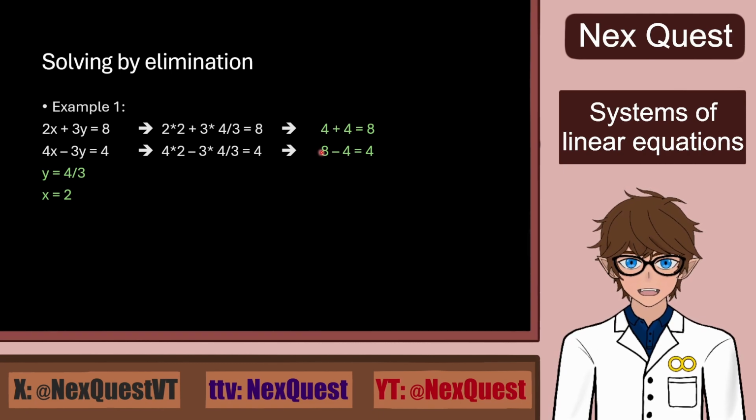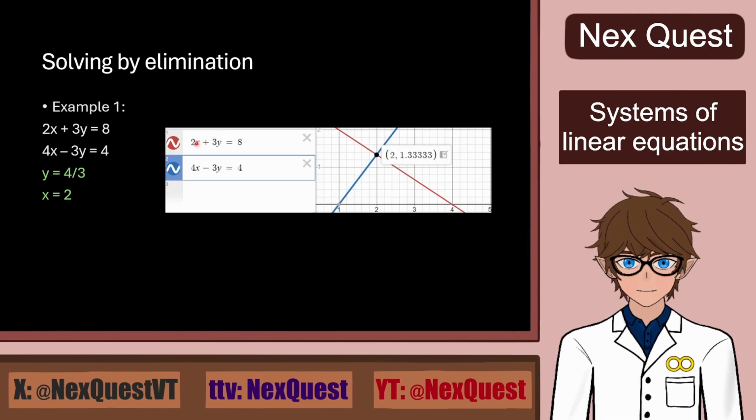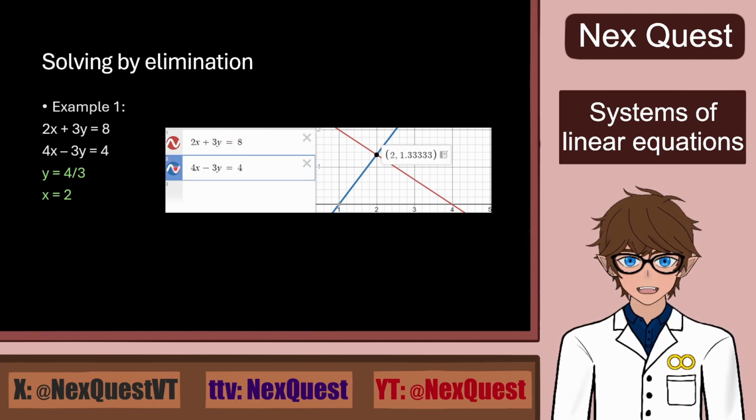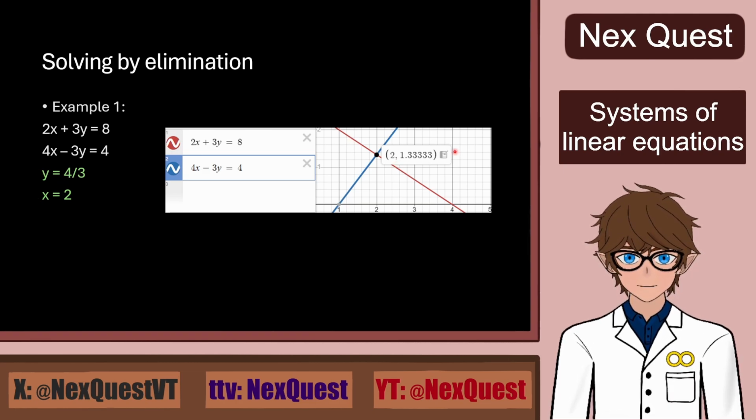4 plus 4 is 8, 8 minus 4 is 4. Now we graph them in. 2x plus 3y is 8 is the red one, and 4x minus 3y is 4 is the blue one. We get an intersection, x is 2 and y is 4/3.